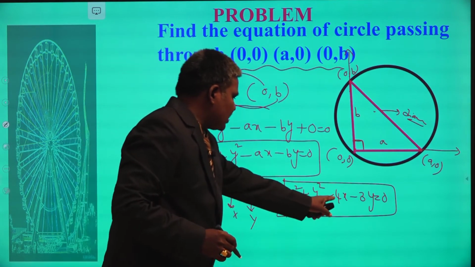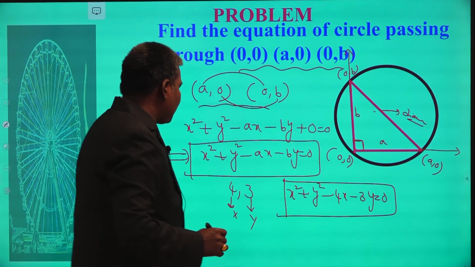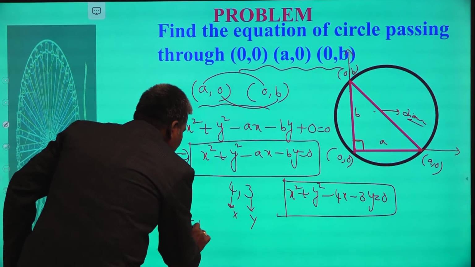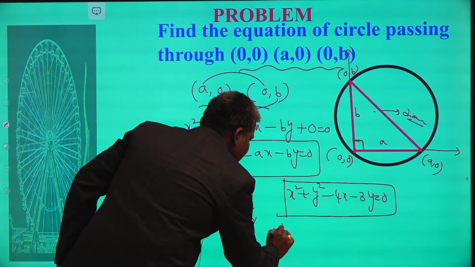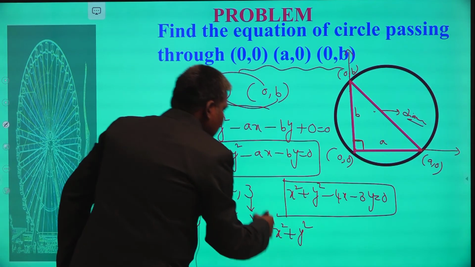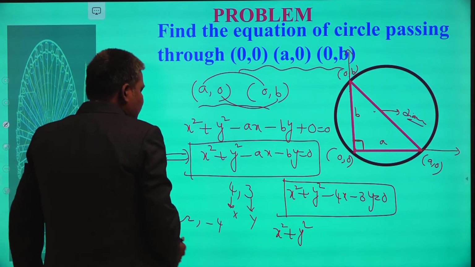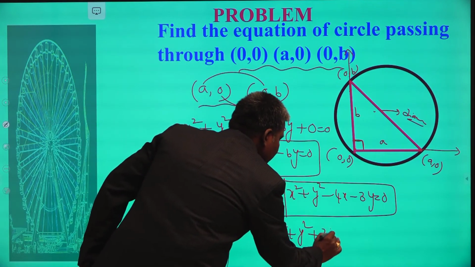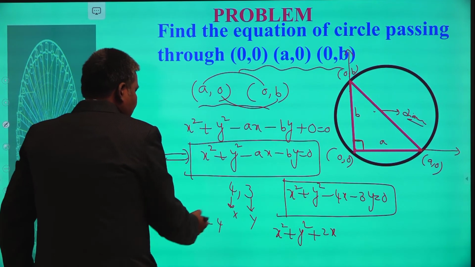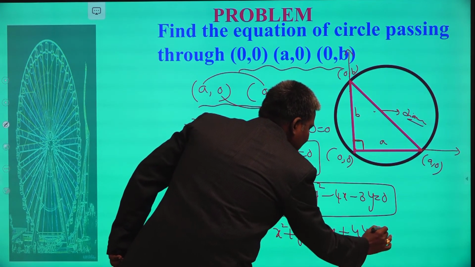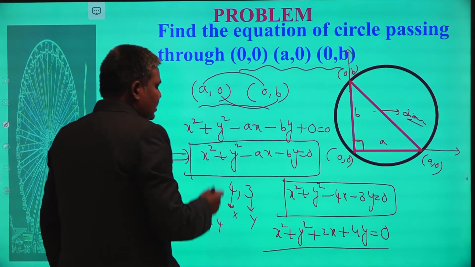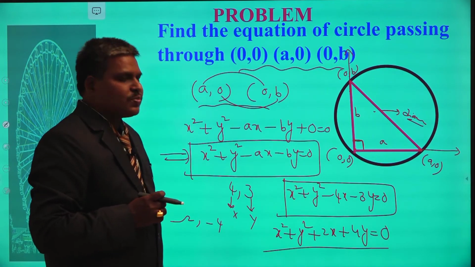This is the x-intercept, this is the y-intercept. Suppose your intercepts are minus 2 comma minus 4. What is the equation of the circle now? x square plus y square minus ax, minus into minus, plus 2x, minus by, minus into minus, plus 4y. While your circle is passing through the origin, your constant is absent: x square plus y square plus 2x plus 4y equals 0.